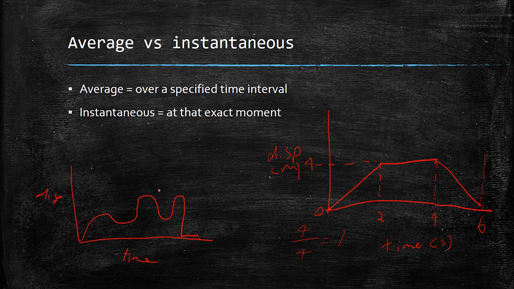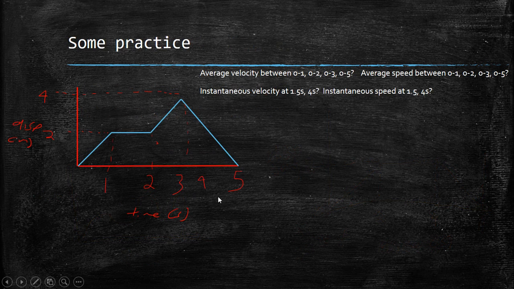This tangent method is useful when you have curvy graphs, funky ones like this. They might say, what's the instantaneous velocity here? You go, oh, draw the tangent there. And then you've got to figure out the gradient of the tangent. Let's dive into a few examples.